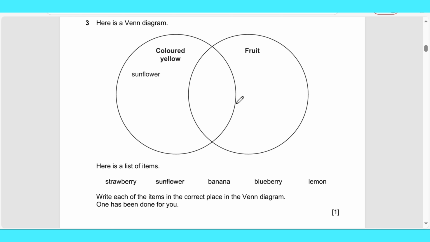Okay, you got this correct? The answer for this is banana, because banana is both yellow and also a fruit, and also lemon is also in the intersection area because it is also yellow and it's also fruit. So we are done with banana and lemon. Blueberry and strawberry, they are not in yellow color, so we put them here. Okay, let's move on.